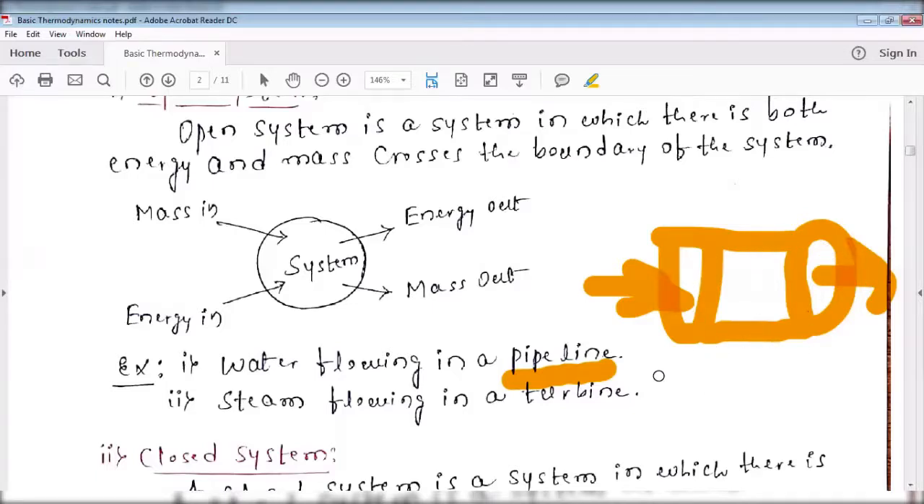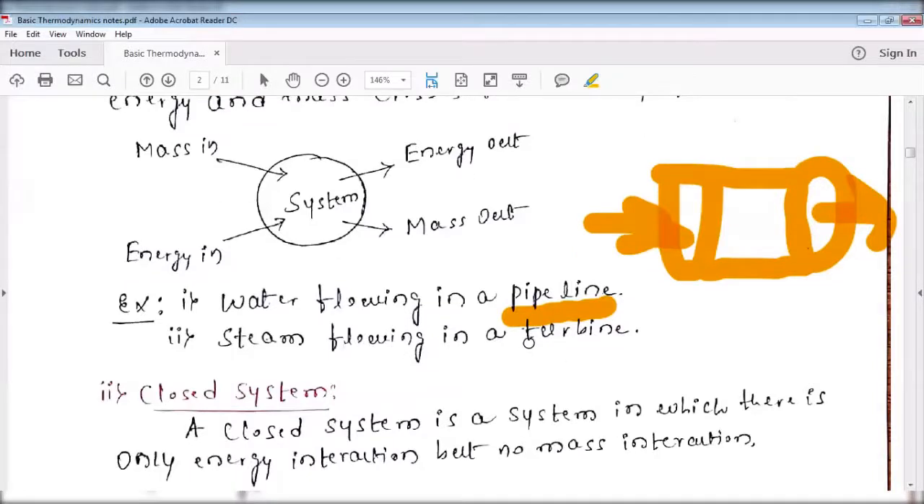And the best example is steam flowing in a turbine. Here the turbine is a system. Steam has heat energy and also some mass flow rate. Yes, both mass as well as heat energy enter into the turbine, and both mass as well as heat energy come out of the turbine.